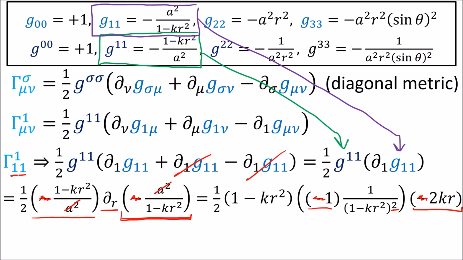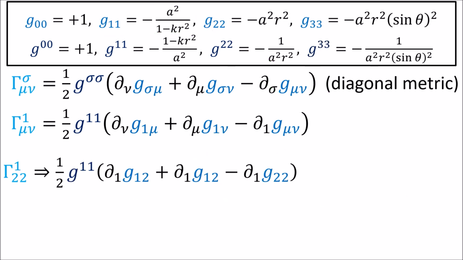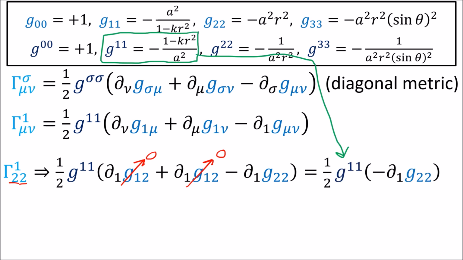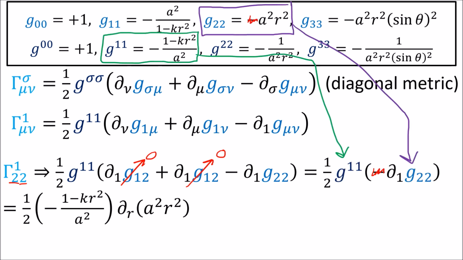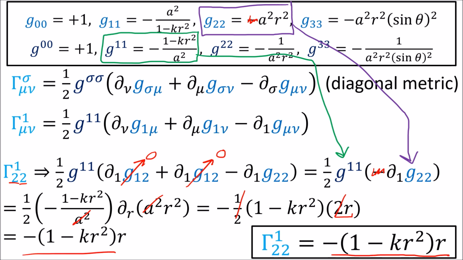The negatives cancel, the 1/2 and 2 cancel, and 1 power of 1 minus kr squared cancels, so we get kr over 1 minus kr squared. For 2, 2 on the bottom, off diagonals cancel, and we get the r derivative of g22. We again cancel the a squareds, since they only depend on time, and the r derivative of r squared is just 2r. Canceling 1/2 and 2, we get negative 1 minus kr squared times r.